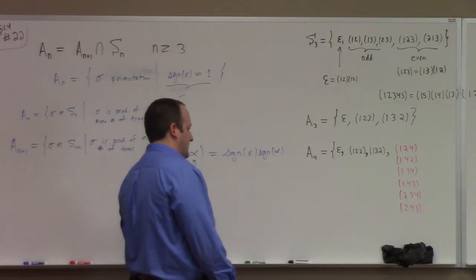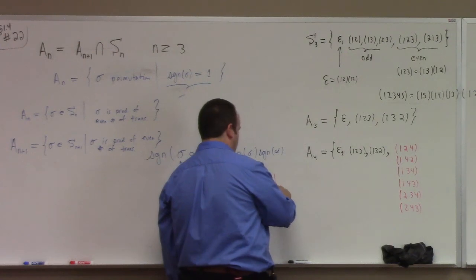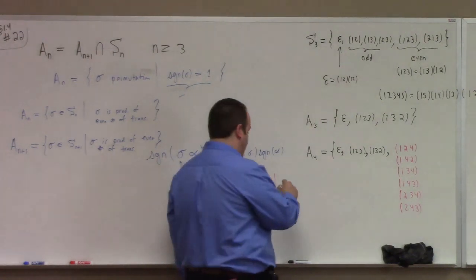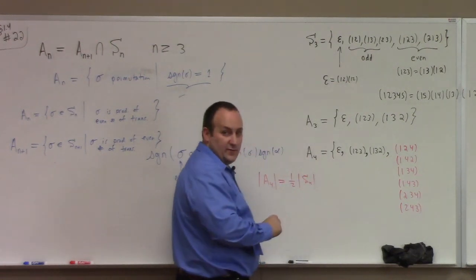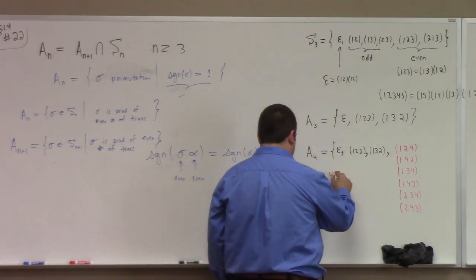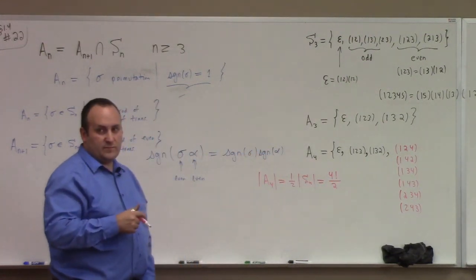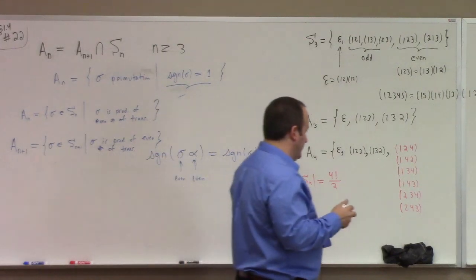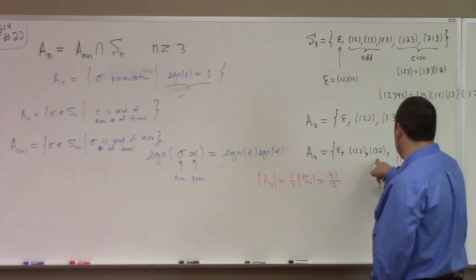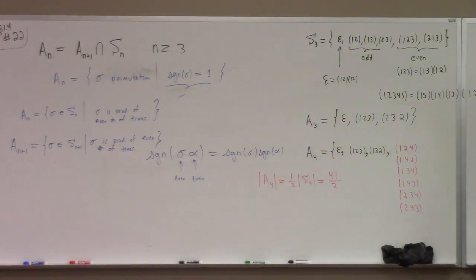Does that make sense? I'm not sure I believe you guys. The order of A_4 is 1/2 the order of S_4. The order of S_4 is 4 factorial. So A_4 should always have 4 factorial divided by 2 things in it, which is what? 12 things, right? 1, 2, 3, 4, 5, 6, 7, 8, 9. Ah, we're missing something.